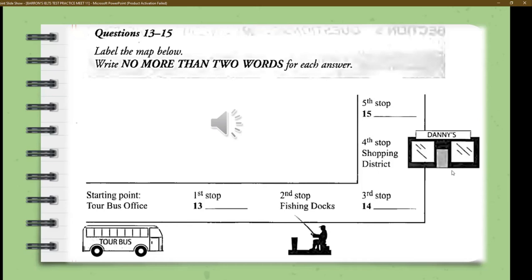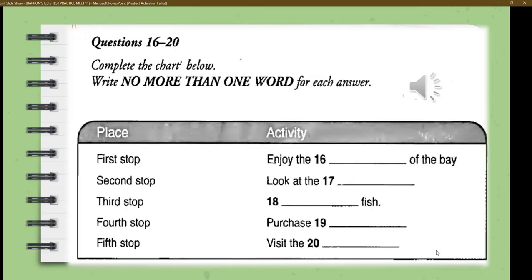Before you hear the rest of the talk, you have some time to look at questions 16 to 20 on page 85. Now listen and answer questions 16 to 20.